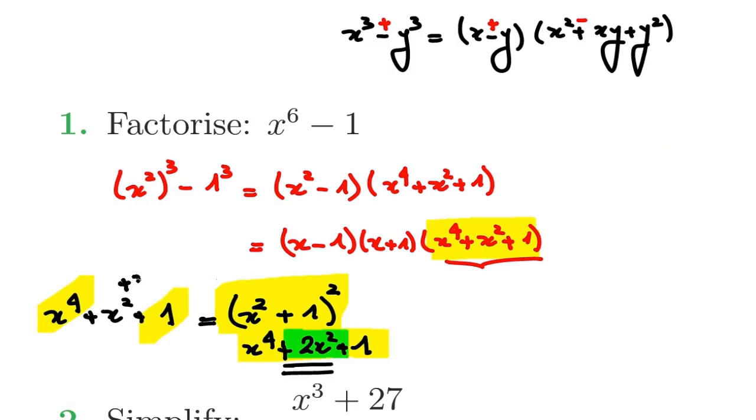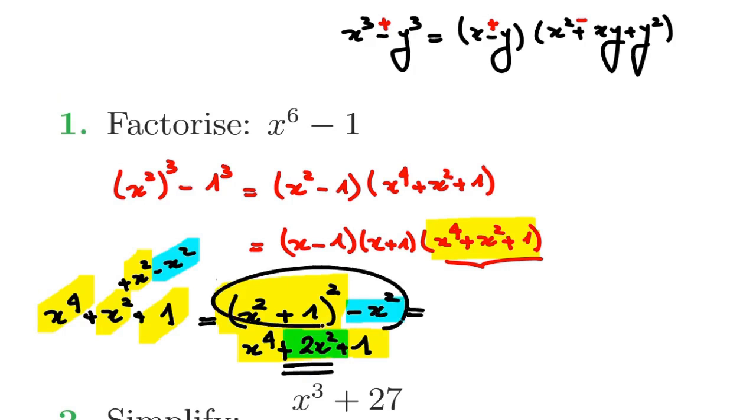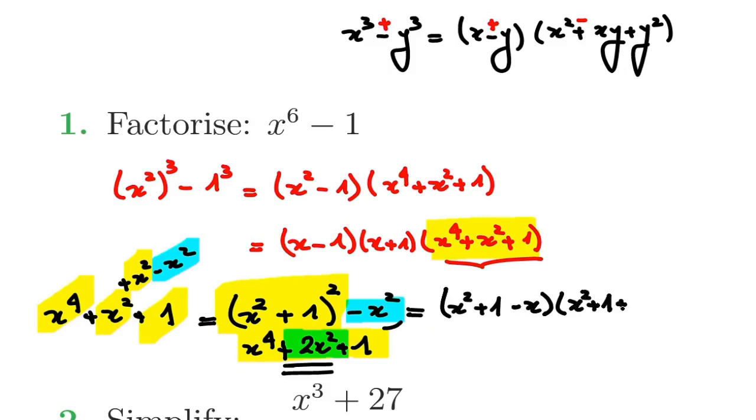So if we add plus x squared and minus x squared here, does the sum of these give us the green 2x squared here? Yes, it does. What increased? Only this increased: minus x squared. Now here we can use the difference of squares. First minus second, first plus second. So we'll go ahead and write this in place of the yellow part here.